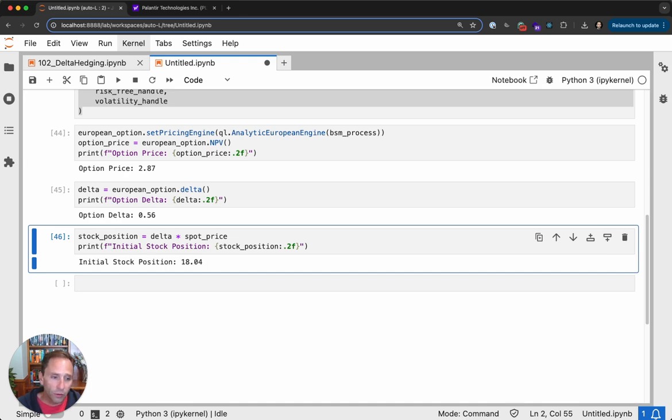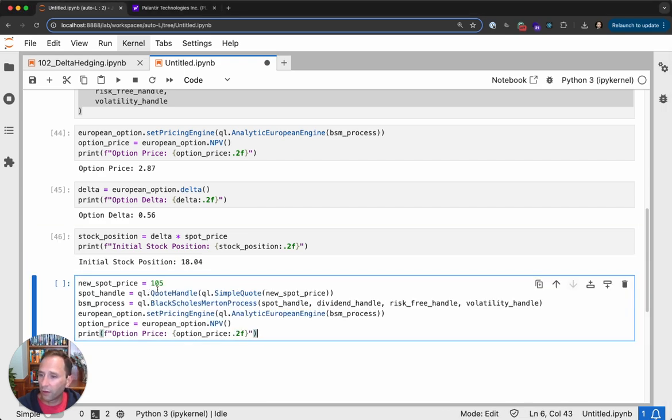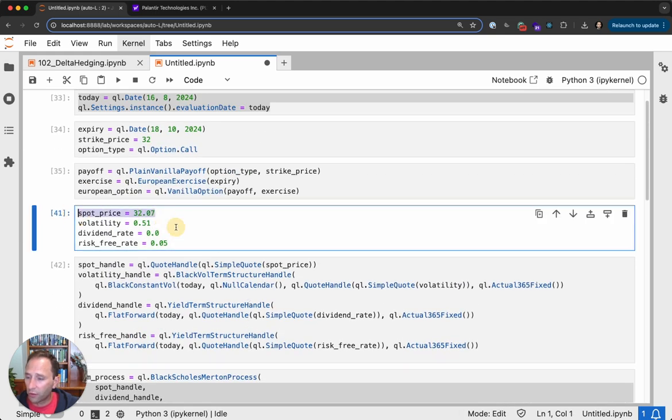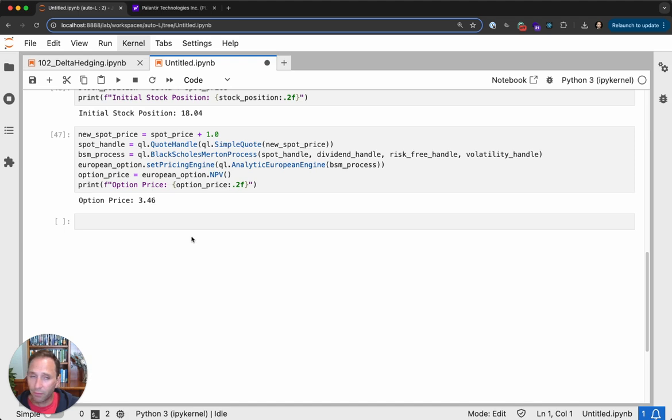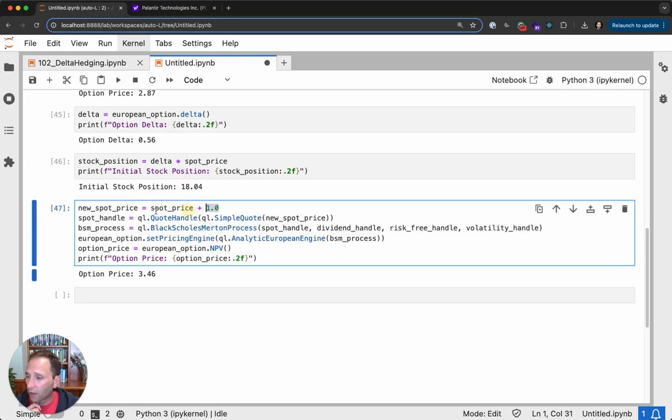All right, so now that we've established that, let's assume that the price of Palantir goes up to, let's say, 33. Let's say spot price plus $1 and see this in action. So now the stock price has gone up $1, right? We set the initial spot price at $32.37. Let's say CARP comes out and says that Palantir invented nuclear fusion, and now Palantir's stock price went up $1.